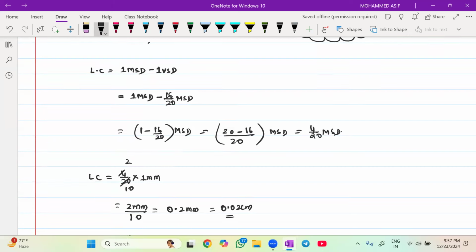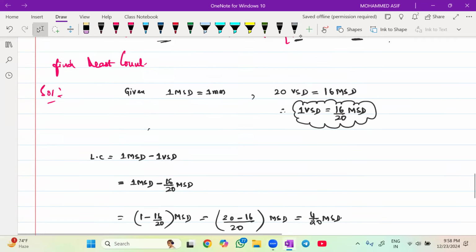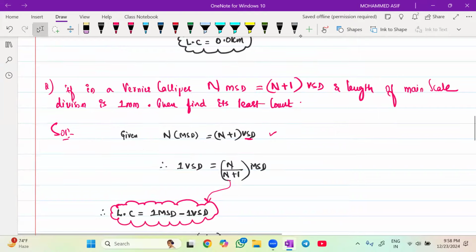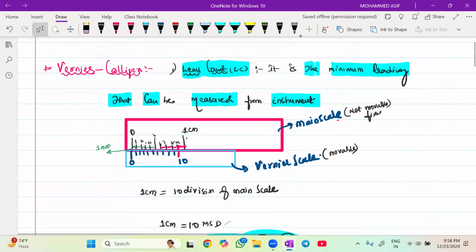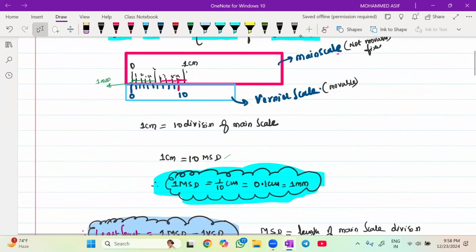Very good. Mr. Shafi has given me the answer. Least count will be 0.02 centimeters or 0.2 mm. So this is the basic thing of your least count of the vernier. I hope everyone got an idea about your main scale division and vernier. So if I represent the diagram better, let me check with your diagram if I'm having it.